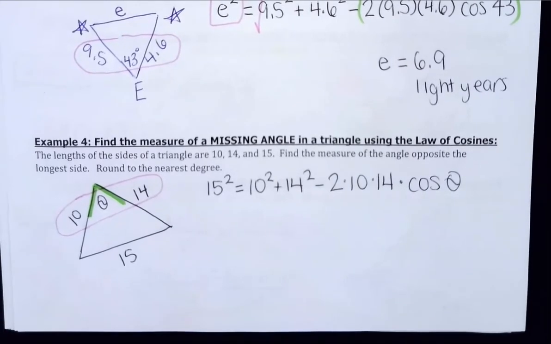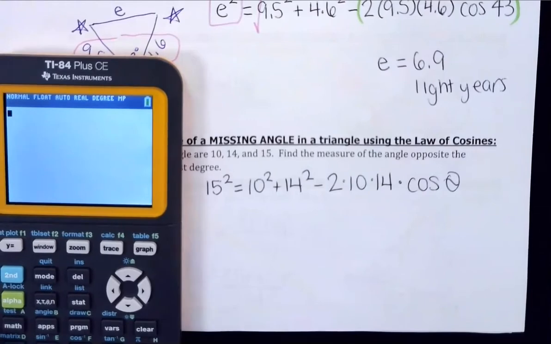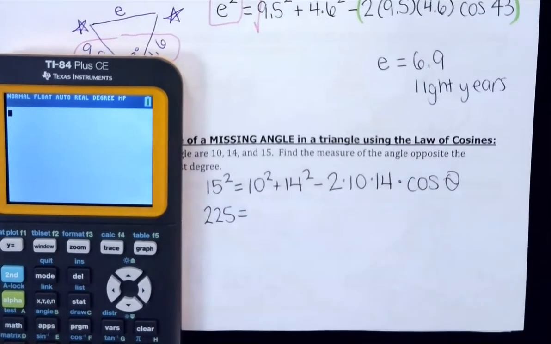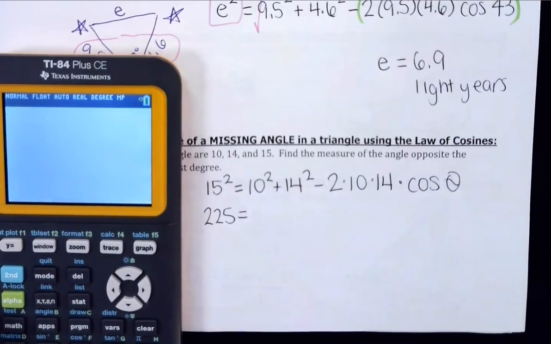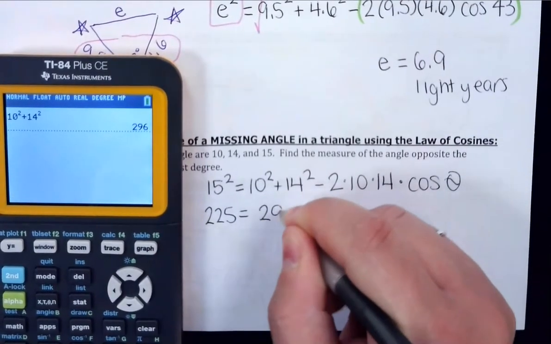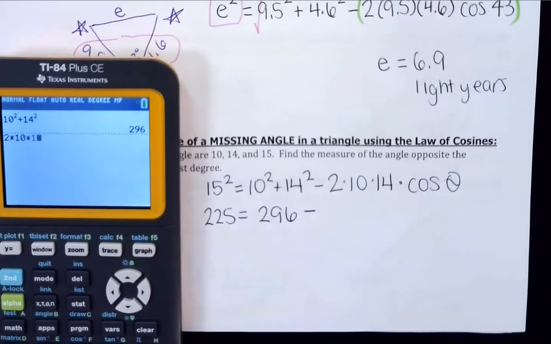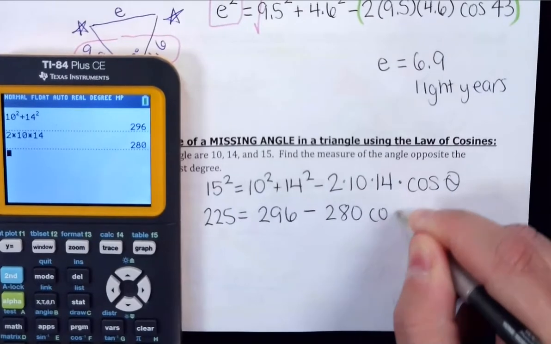Now for this part, law of cosines, if I don't know the angle, I do this in a couple steps. So I'm just going to write out a couple things, and I really want to point something out to you here. So if I square this, this is 225. And then I'm going to do the 10 squared plus the 14 squared. This is going to give me 296. And then I'm going to do 2 times 10 times 14. This is 280 cosine of theta.